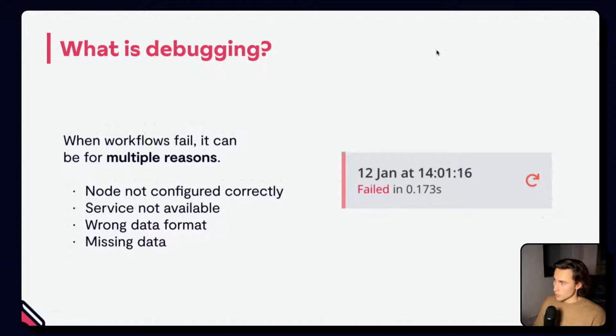So when workflows, or rather when specific nodes within a workflow fail, it can be for many different reasons. They can be configured wrong, the underlying service can be unavailable. For example, if you are using Google Sheets or Slack, you might get a 500 error, meaning that the service is simply unavailable at the moment.